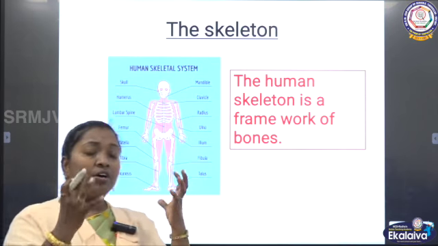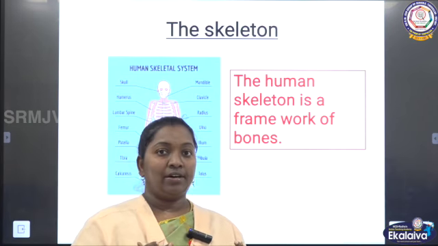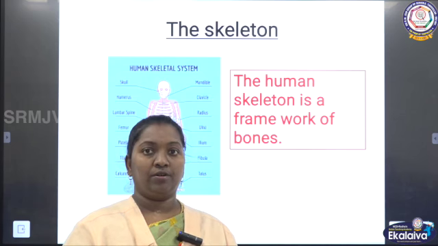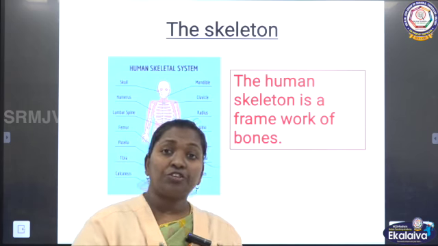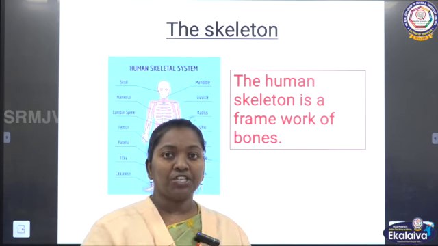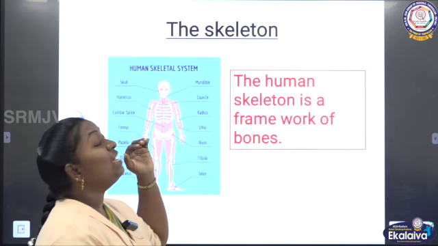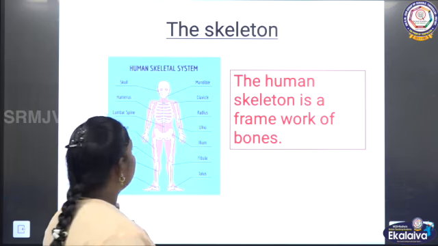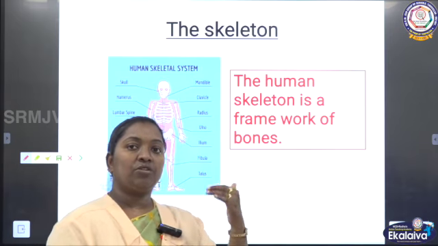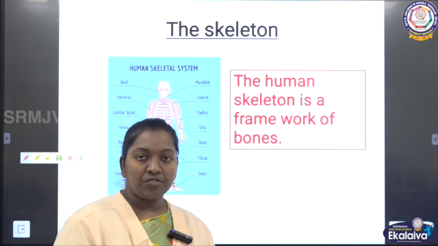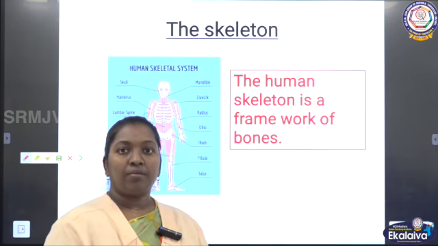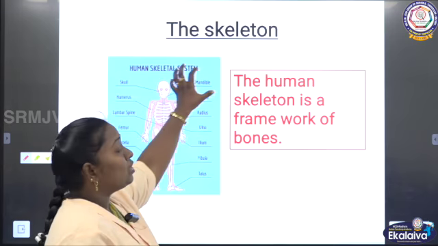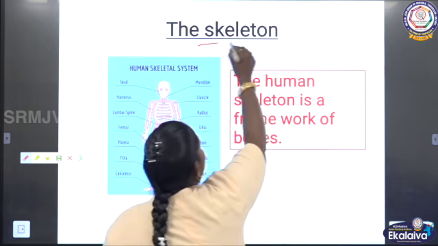Here all the internal organs are very soft and very, very important for us to live, isn't it? So they should be protected. That protection takes place with the help of the skeleton. As I represented the digestive system, circulatory system, respiratory system, and all the internal organs, they are protected by our skeleton.